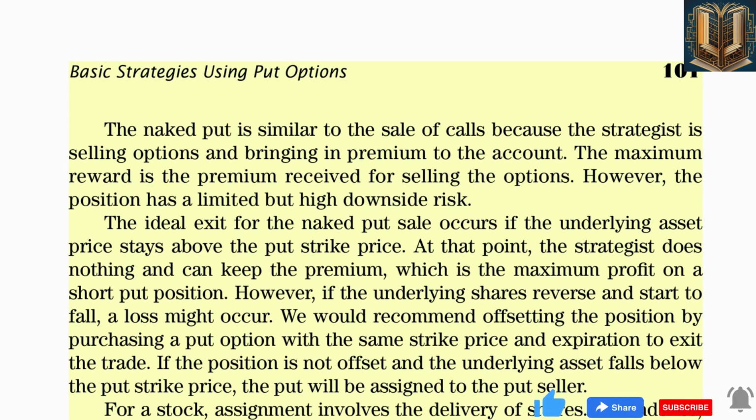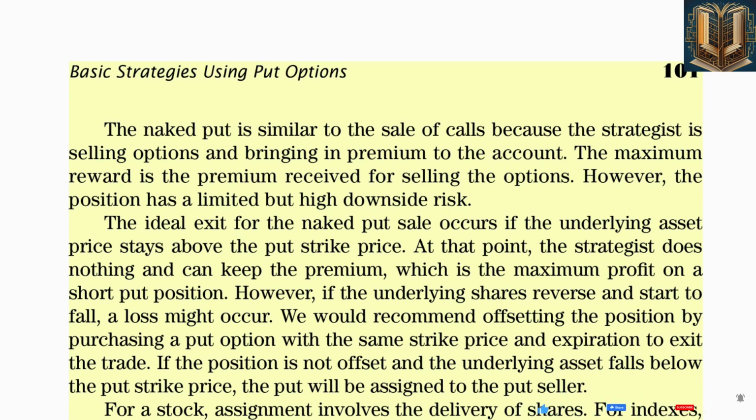However, if the underlying shares reverse and start to fall, a loss might occur. We would recommend offsetting the position by purchasing a put option with the same strike price and expiration to exit the trade. If the position is not offset and the underlying asset falls below the put strike price, the put will be assigned to the put seller. For a stock, assignment involves the delivery of shares. For indexes, like in our example, assignment will involve the delivery of cash equal to the difference between the settlement value of the index and the strike price of the option.